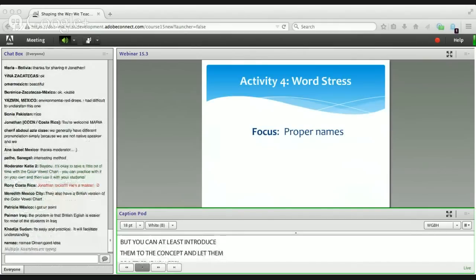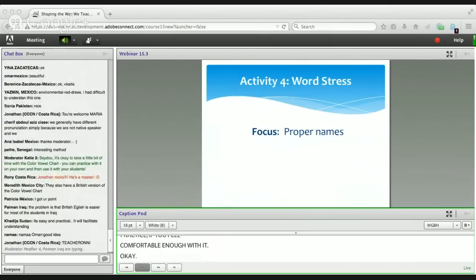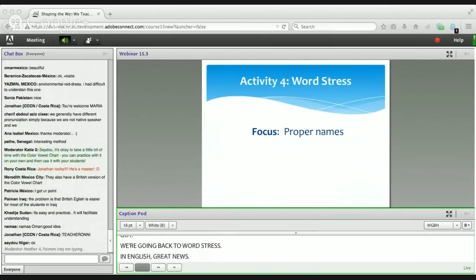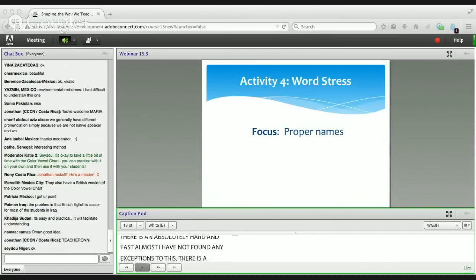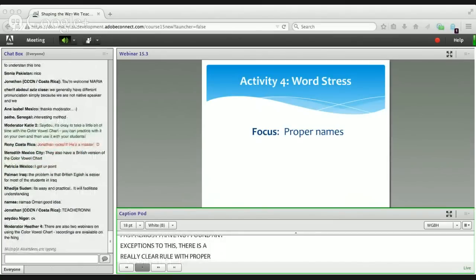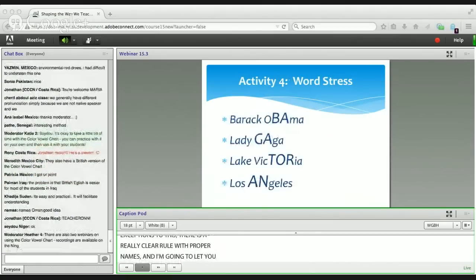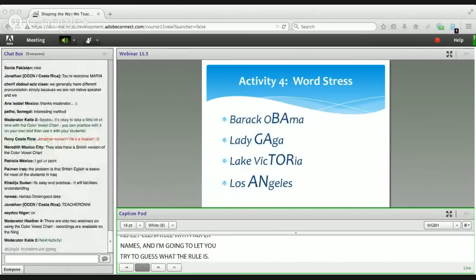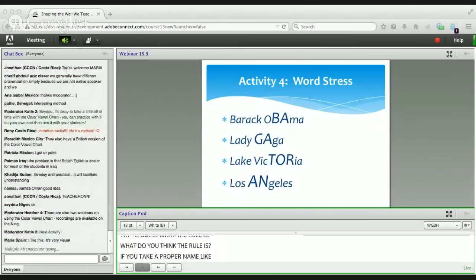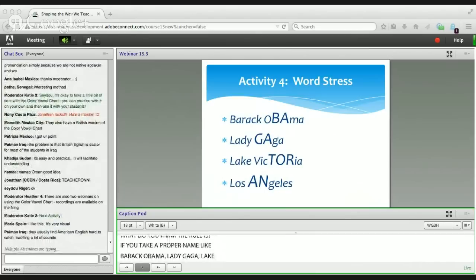Okay, so another activity that we've got, now we're going to go back to word stress. So in English, great news, there is an absolutely hard and fast rule, almost, I have not found any exceptions to this. There's a really clear rule with proper names. And I'm going to let you try to guess what the rule is. What do you think the rule is? If you take a proper name like Barack Obama, Lady Gaga, Lake Victoria, Los Angeles, okay? What do you notice about which of the two words gets more stress?